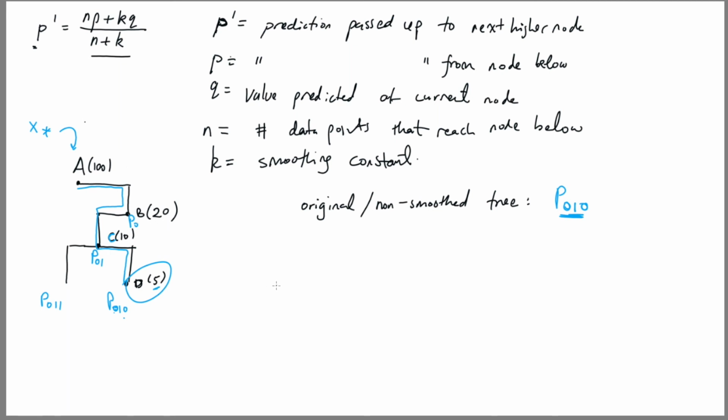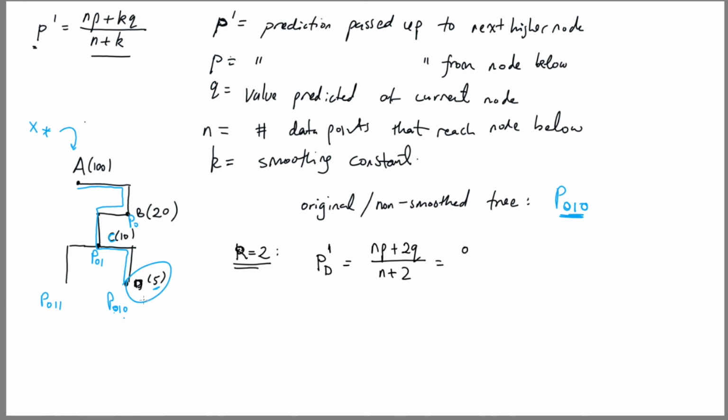All right, so let me just pick arbitrarily k equals 2. It doesn't really matter for now. I'm just picking a random value, k equals 2. And I want to compute the smooth prediction at D. So if you look at np plus 2q over n plus 2, n is the number of data points that reach the node below. So the node below D, right? There is no node below D, so we just get 0.